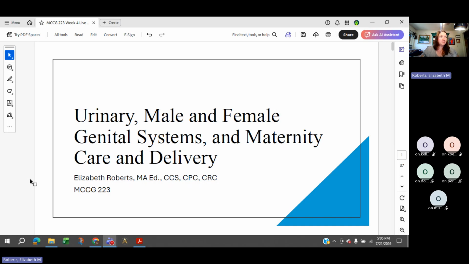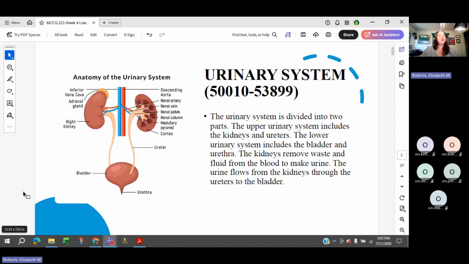Okay, so you can see my screen. Here we've got urinary, male and female genital systems, maternity care and delivery. I'm going to do a brief overview of each one of these systems, and then we're just going to jump into coding.